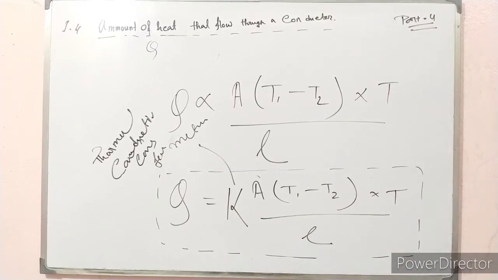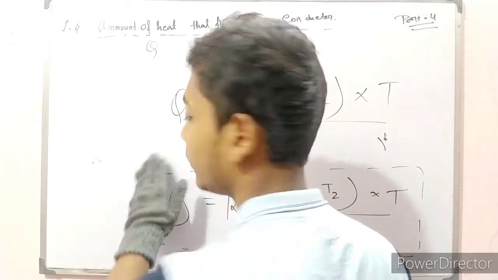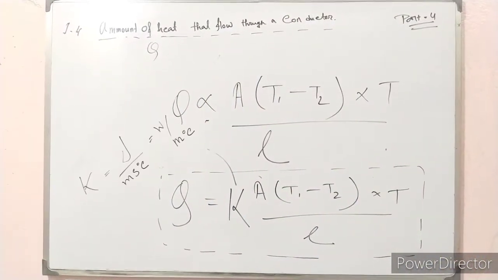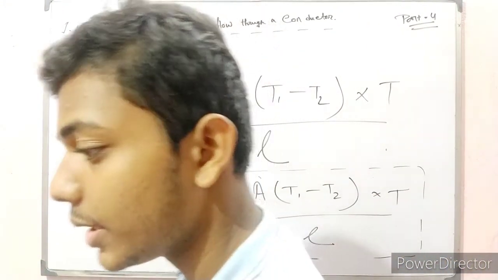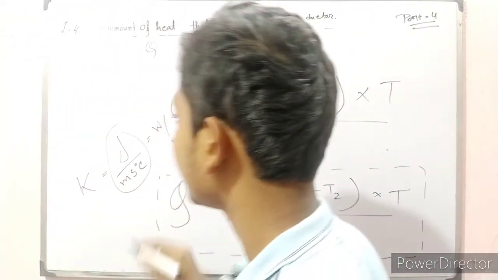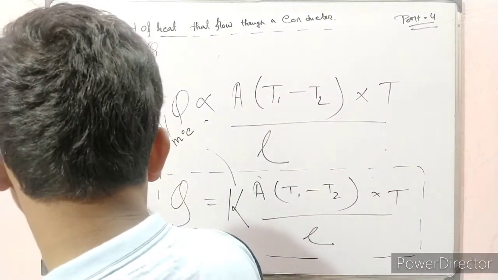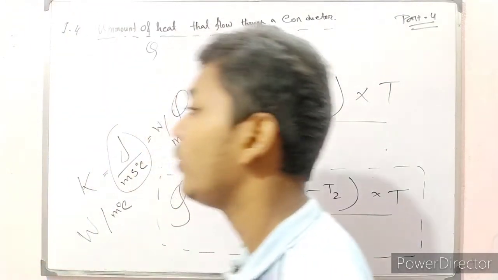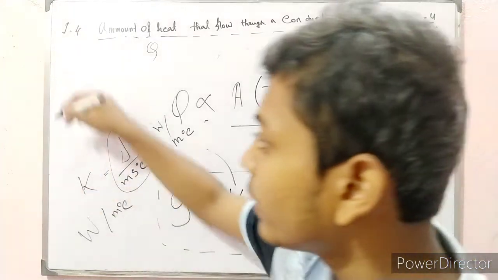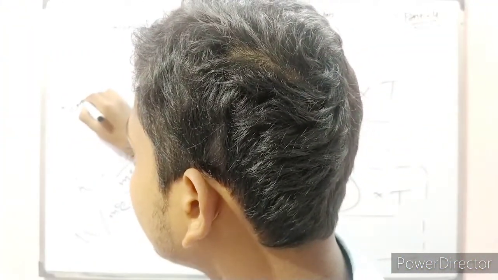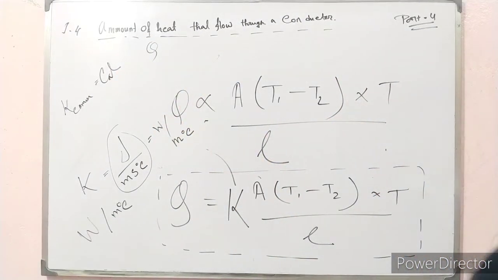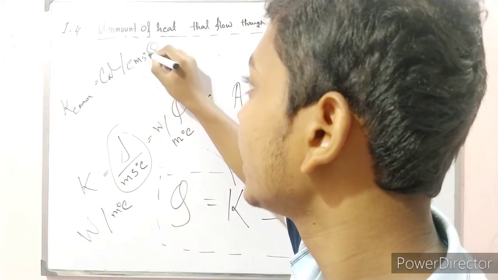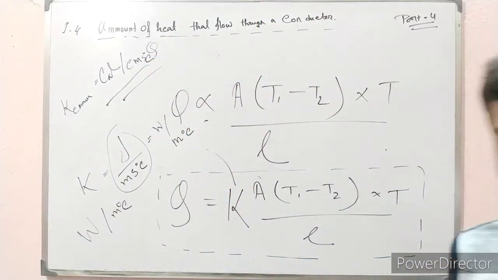Now what is the unit of K? The unit of K is joule per meter second degree Celsius. Joule per second is watt, so the SI unit is watt per meter degree Celsius. There is also a common unit of K, which is calorie per centimeter second degree Celsius.